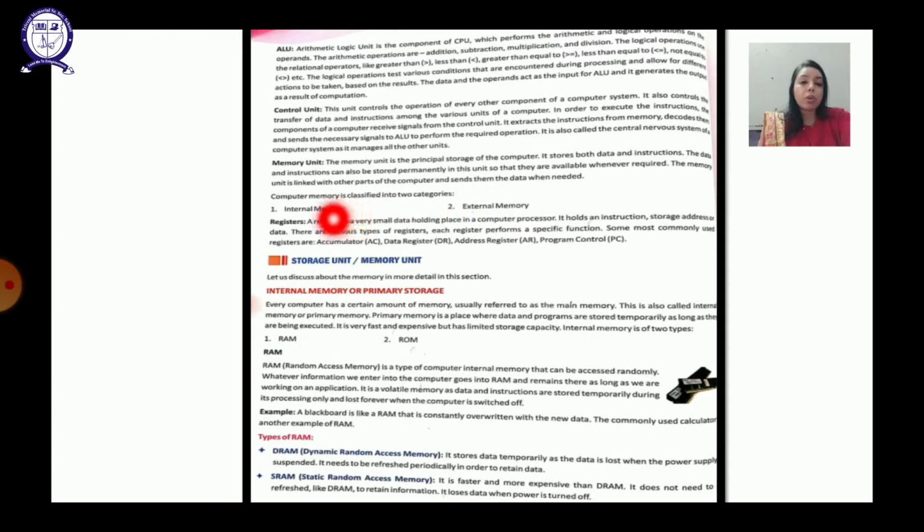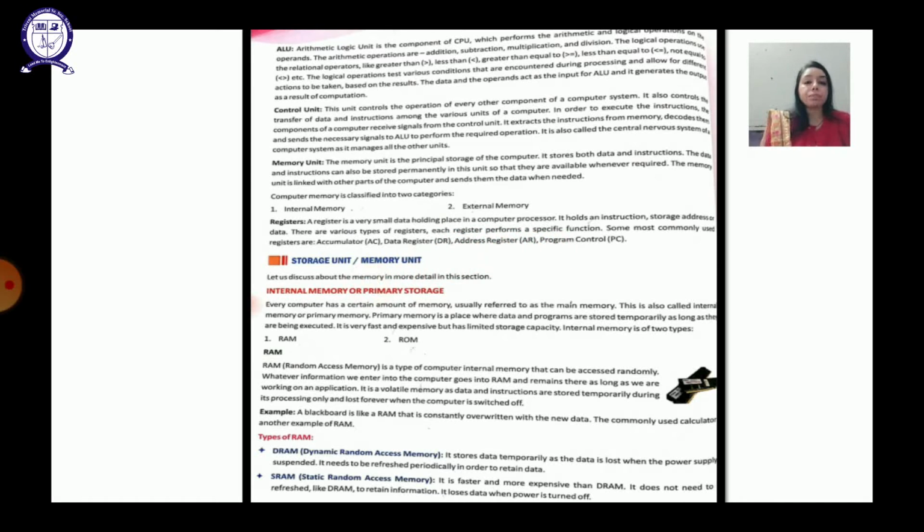Then we also have registers in the memory unit, which are a very small data holding place in the processor. They hold the instruction, storage, addresses, data, and there are various types of registers like the accumulator, data register, address register, and program control, right?